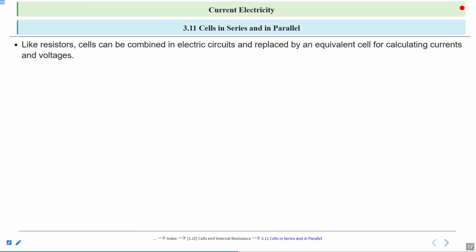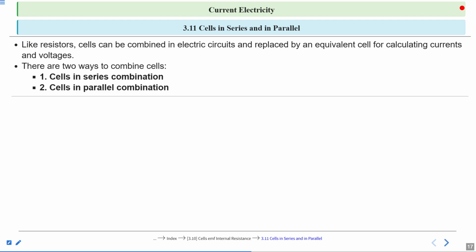Now the next section, 3.11, NCERT section 3.11, cells in series and in parallel. Like resistors, cells can be combined in electric circuits and replaced by an equivalent cell for calculating currents and voltages. In capacitors we discussed the combination of capacitors, and there is also a combination of resistors, but cells can also be combined like resistors or capacitors.